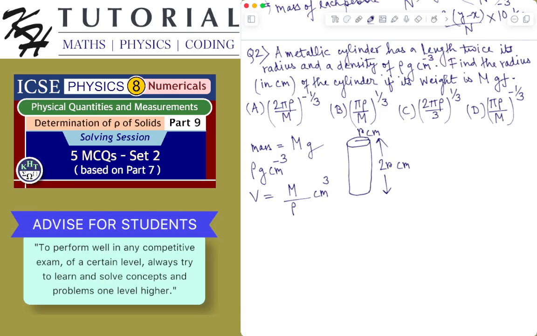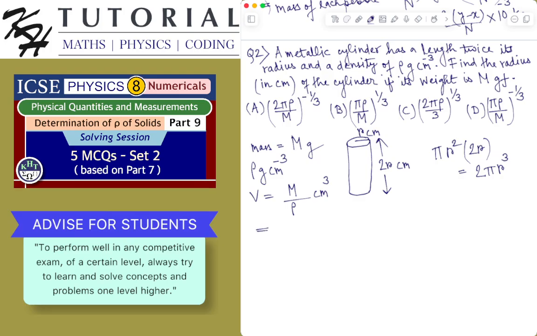Its volume will be pi r square h. R is the radius, so this will be pi r square h. H is the height of the cylinder. Since it is given that the height or the length is twice the radius, so height will be 2r. So this is the volume of the cylinder, which is equal to 2 pi r cube.